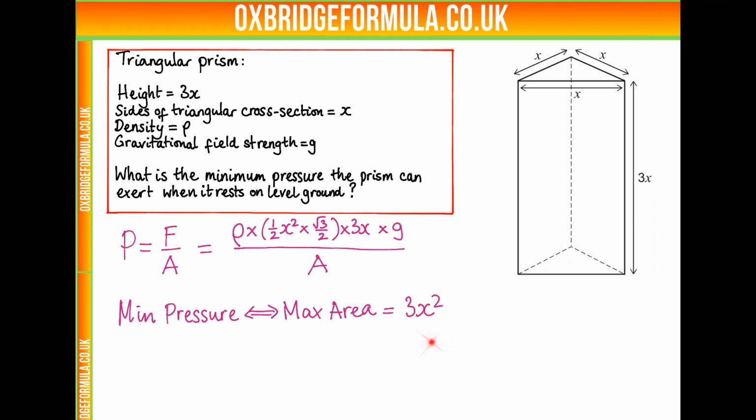So that's 3x squared. So if we divide by 3x squared in our expression for the pressure, we get rid of these terms, so 3x and then one of the x's. So then our expression for the minimum pressure boils down to P equals square root of 3 over 4 from here, and then density times g times x. This is the minimum possible pressure it can exert when it rests on level ground.